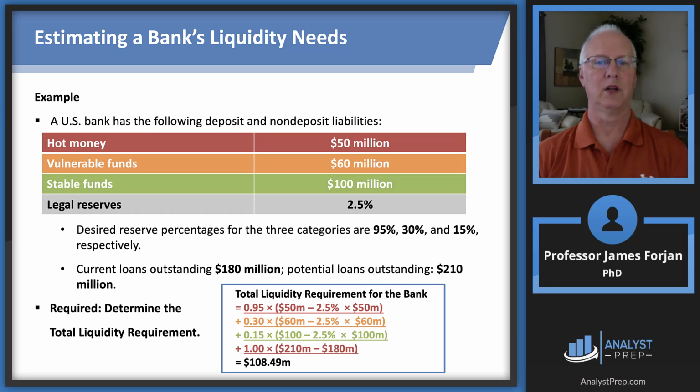Let me show you how this works here. Let's suppose that we have 50, 60, and 100 in hot money, vulnerable funds, and stable funds. There's a legal reserve requirement of 2.5%. So what's our liquidity requirement? You can look at the math in the box down there. All we're going to do is take those desired reserve percentages, 95, 30, and 15, and multiply them by those total amounts. Now remember, you have to take out the 2.5%. So if you look inside the brackets, we've got the 50, 60, and 100, subtract out that 2.5%, and then multiply by that amount. And there you get nearly 110 million of a liquidity requirement.